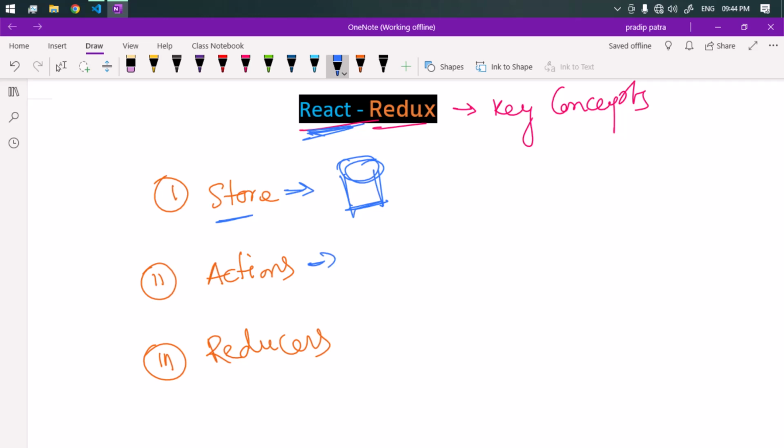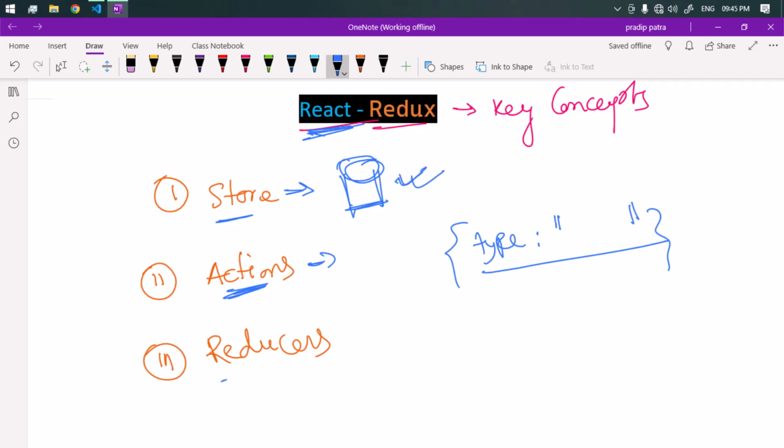So in the store, Redux holds and manages the entire state of the application. Secondly, we have the action. Actions are basically payloads of information. An action is an object with the type property. Based on the type of the action, the state will be modified, and along with the type we can have a lot of other properties. The action will describe what will happen or what changes need to be made in our store.